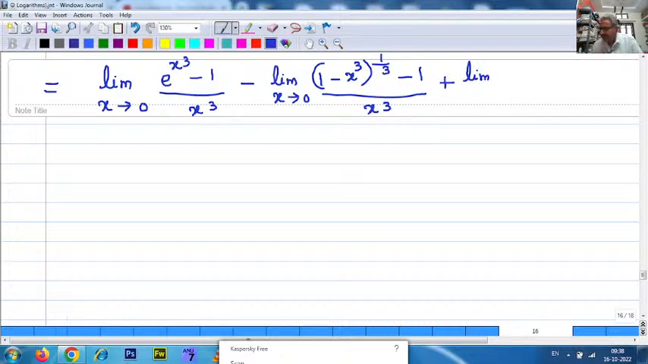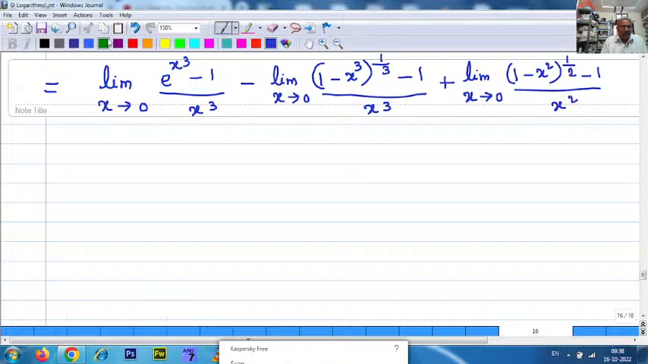Right, Srinivas, welcome. Limit x tends to 0 1 minus x square whole to the power of 1 by 2 minus 1 by x square, you will write it.